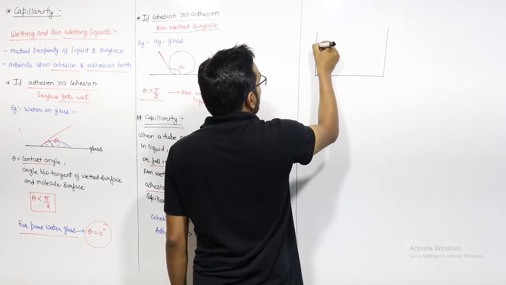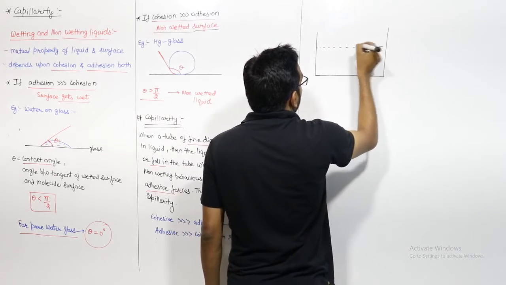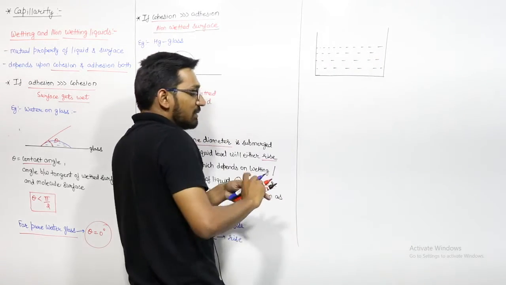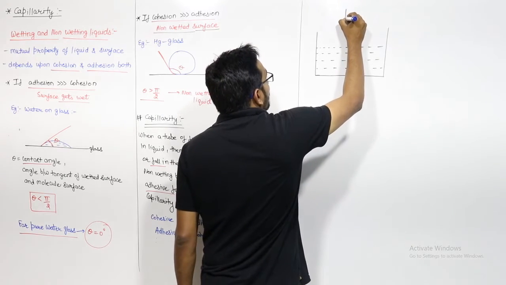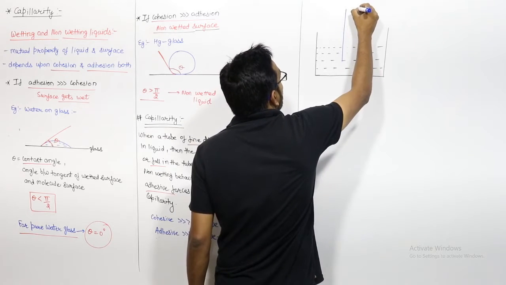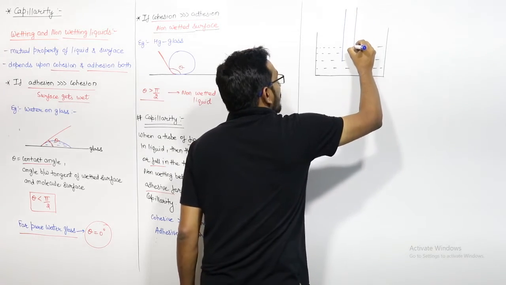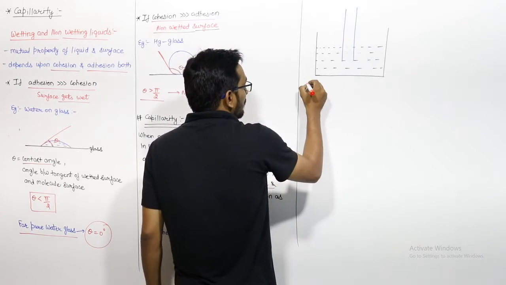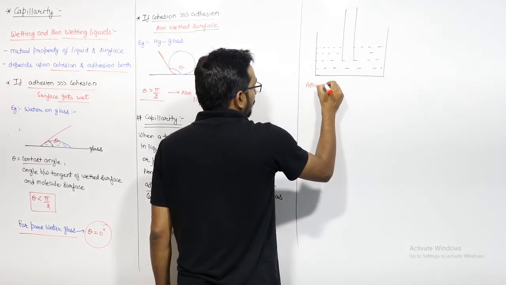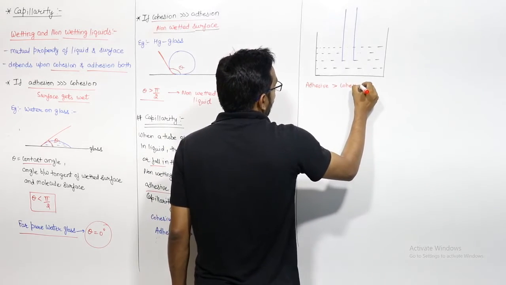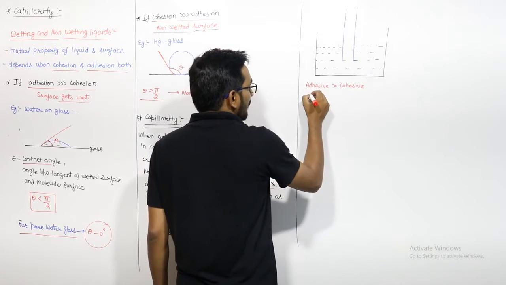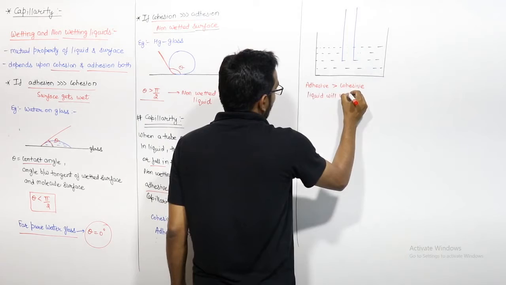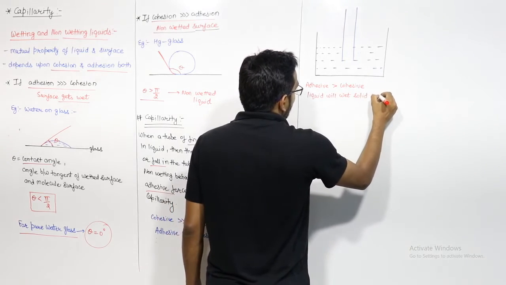Right, in which we have some liquid. This is the liquid here. And in this, if I immersed a very fine diameter tube, this tube I immersed in this beaker, right? In this case, if the adhesive forces are more than the cohesive forces, then the liquid will wet the solid surface.